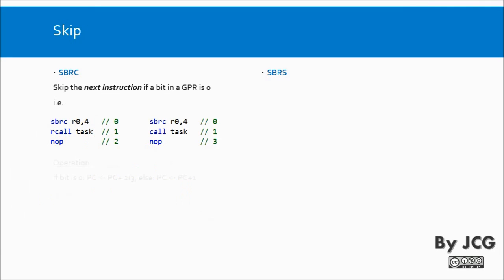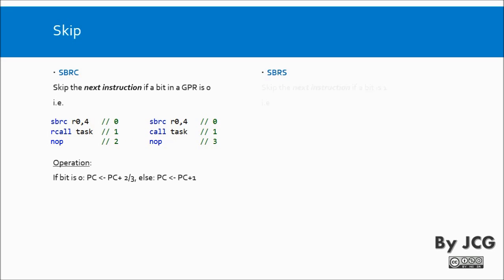Now let's take a look at the following code. It's very similar, with the difference that the next instruction is a call. The call, as you know, takes 2 places in the flash memory to be stored. The difference here is that if the first code skips, it's going to jump from address 0 to address 2. And in the second code, if this instruction skips, it's going to jump from address 0 to address 3. This is because the call mnemonic takes 2 places.